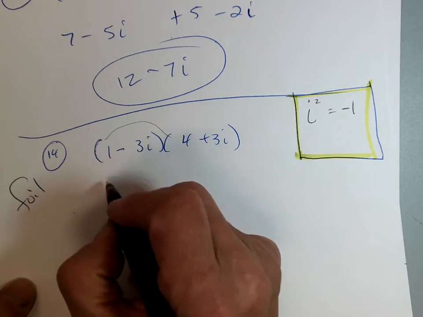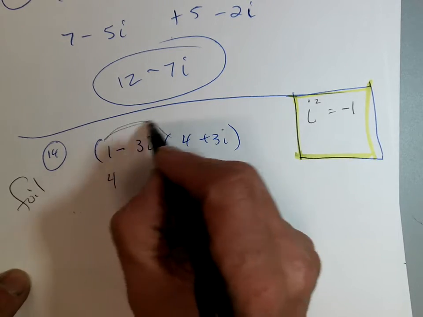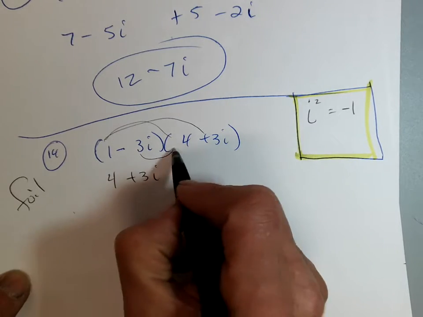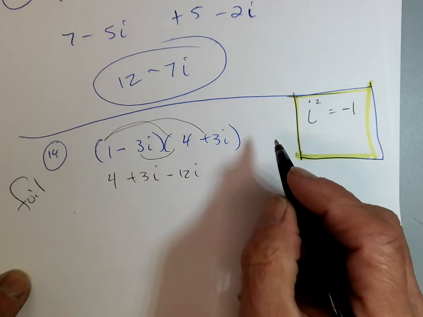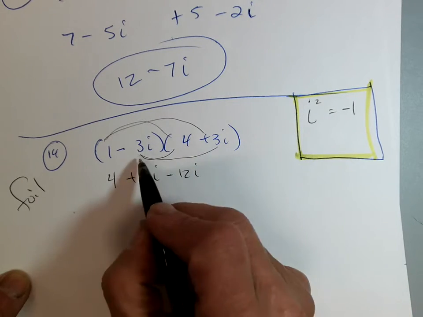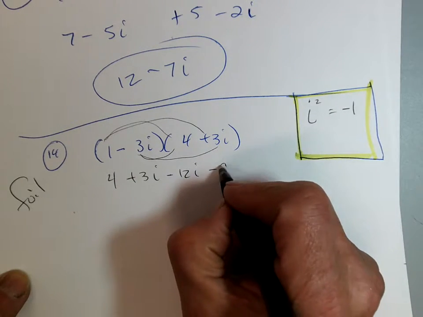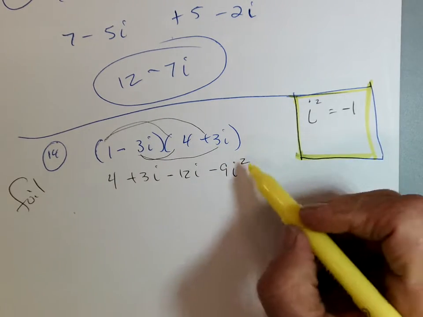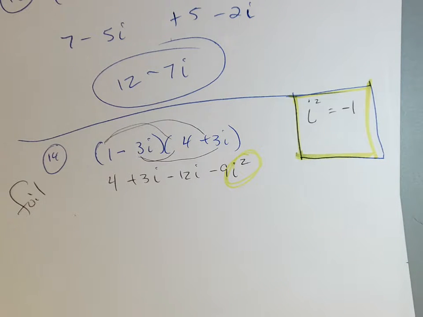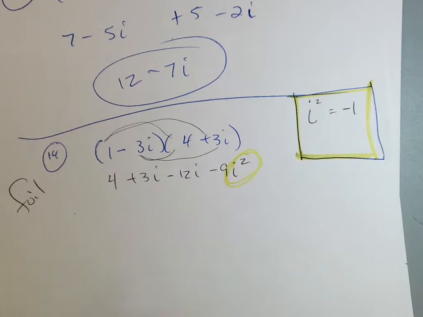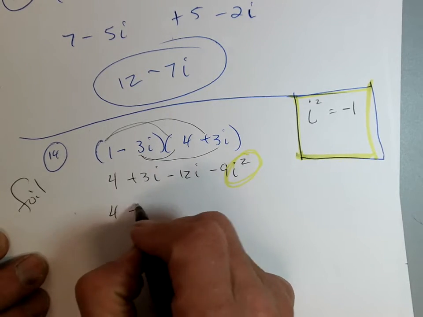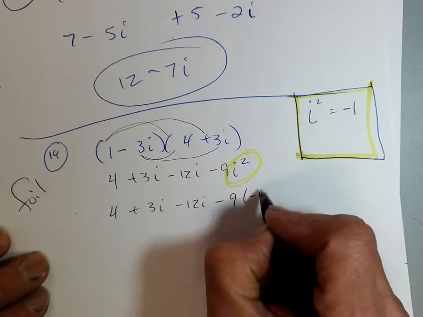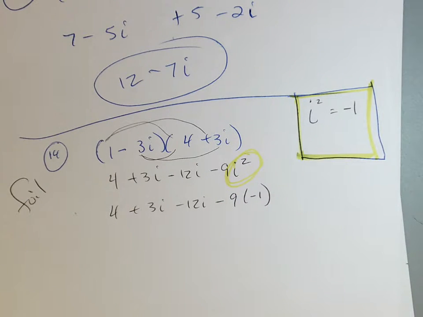1 times 4 is 4. 1 times a 3i is a positive 3i. Negative 3i times 4 is a negative 12i. And negative 3i times 3i is a negative 9i squared. Now I have to remember that i squared is equal to a negative 1, so I'm going to rewrite that as a negative 1. So I'm going to have a 4 plus a 3i minus a 12i minus 9 times negative 1. I got to remember to change that i squared into a negative 1.